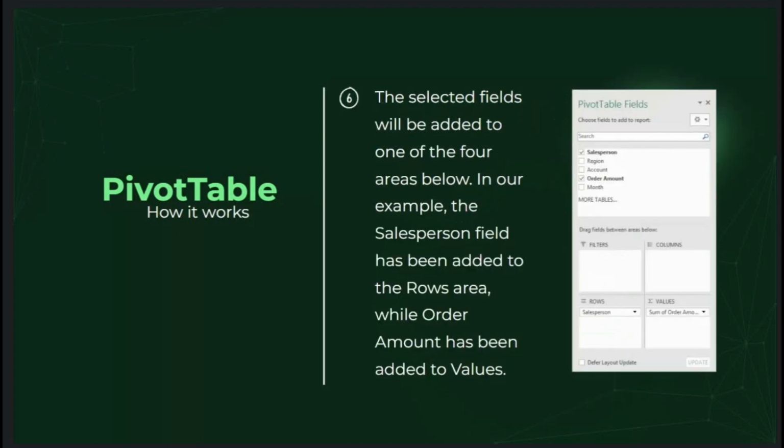And then the selected fields will be added to one of the 4 areas below. So salesperson was added to rows, and then sum of order amount was added in the values. You can also drag and drop the fields directly onto the desired area.